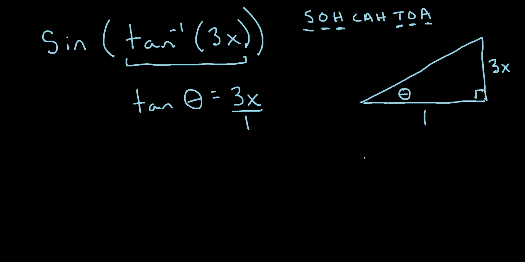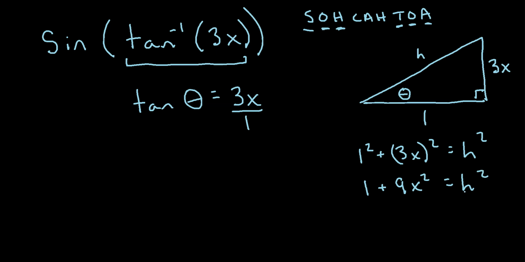So since we have a right triangle, we can use the Pythagorean theorem again and say 1 squared plus 3x squared must be equal to, let's call this side h squared. So we get 1 squared, that's 1, plus 3x squared, so 3 squared is 9, x squared is just x squared, is equal to h squared. So to figure out what h is, we can take the square root of each side, and we get h, or the hypotenuse, is equal to the square root of 1 plus 9x squared.